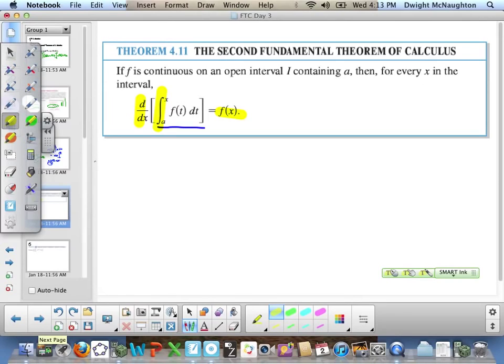Keep in mind there's a couple things you need to beware of. The lower limit is a constant. The upper limit is x. We're going to look at what happens when the upper limit is more than x. We're going to look at what happens when the lower limit isn't a constant. But for now, the derivative of the antiderivative of a function is the function.